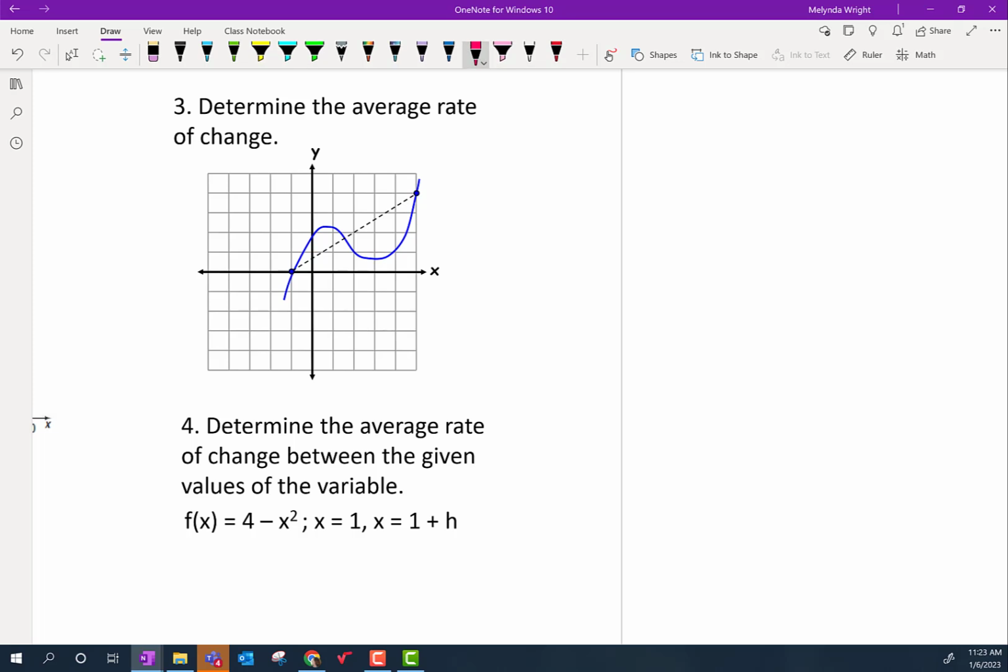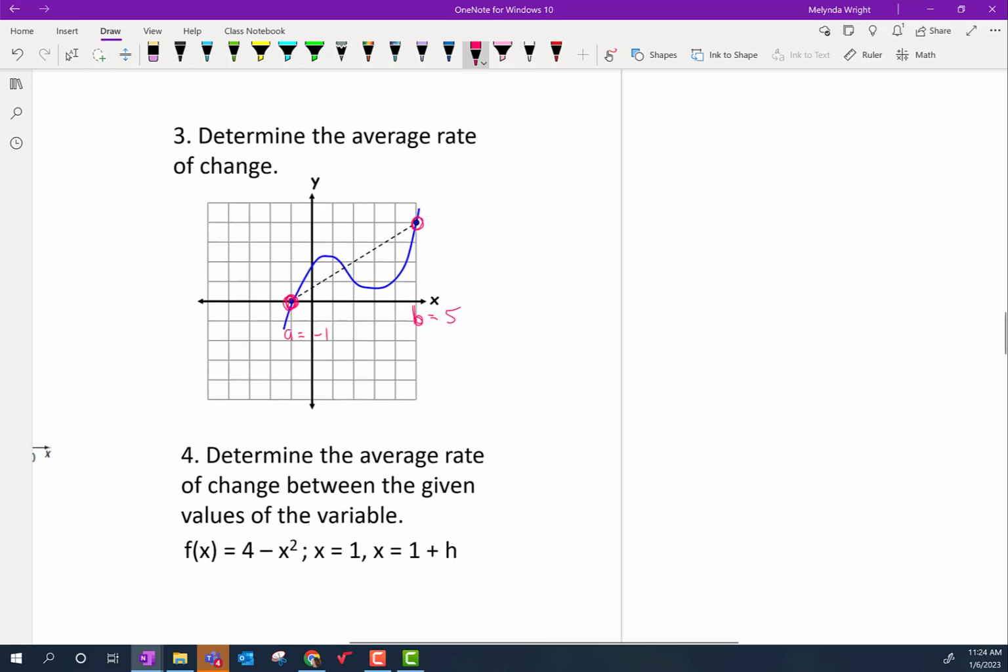So this point right here would be like our A point. A point is the smaller point, in other words, the one farther left on the axis. This would be like our B point. Okay. So A, in this case, is negative 1, and B, 1, 2, 3, 4, 5, B is 5.